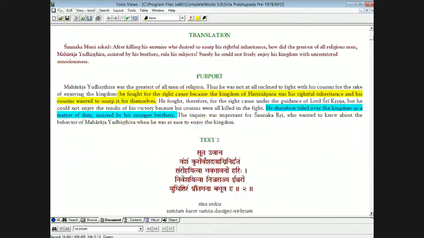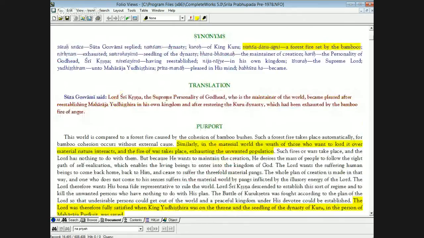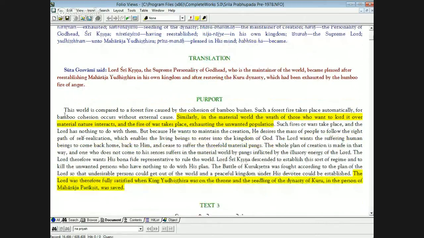Suta Goswami said, Lord Shri Krishna, the Supreme Personality Godhead, the maintainer of the world, became pleased after re-establishing Maharaj Yudhishthira in his own kingdom and after restoring the Kuru dynasty, which had been exhausted by the bamboo fire of anger. This world is compared to a forest fire caused by the cohesion of bamboo bushes. Such a forest fire takes place automatically, for the bamboo cohesion occurs without external cause.